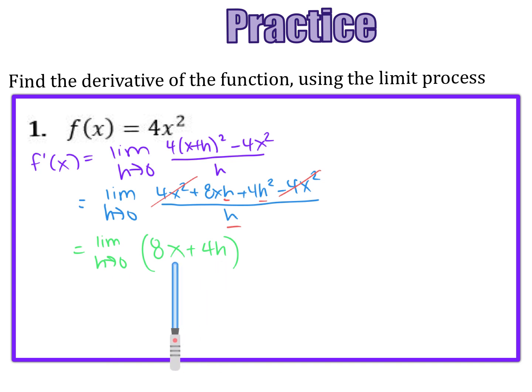That means x is going to stay x. If I plug in 0 for h, what's left? Well, 8x plus 4 times 0, or just 8x. So f prime of x is equal to 8x.